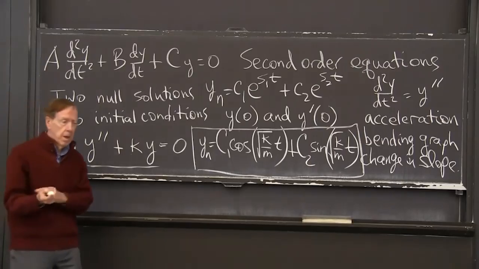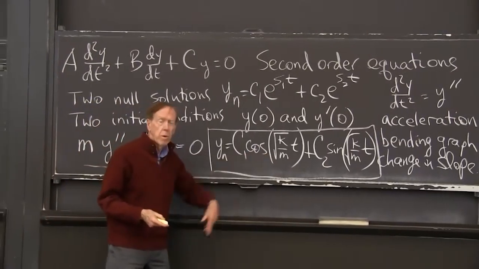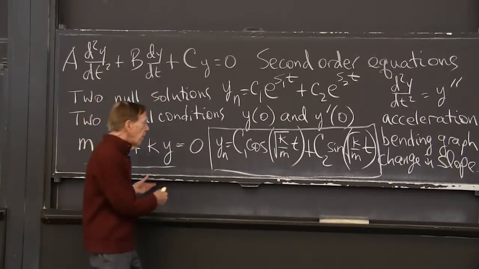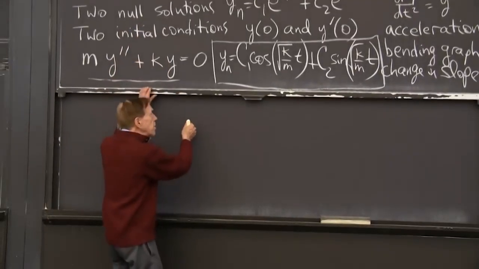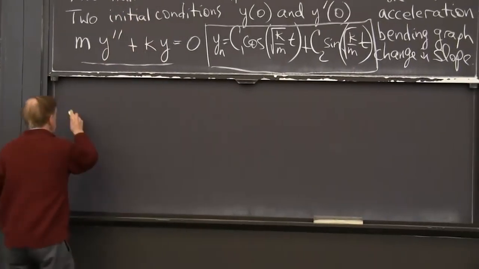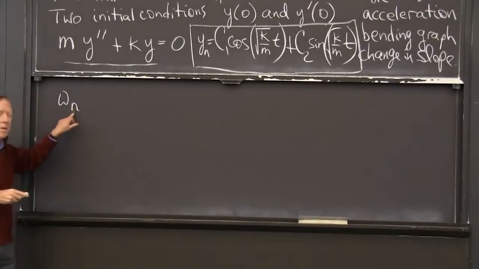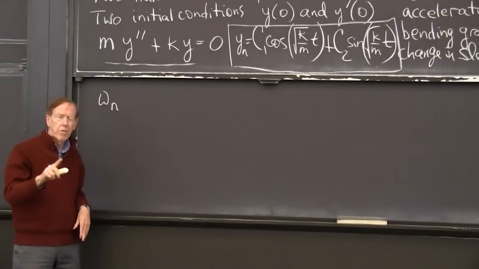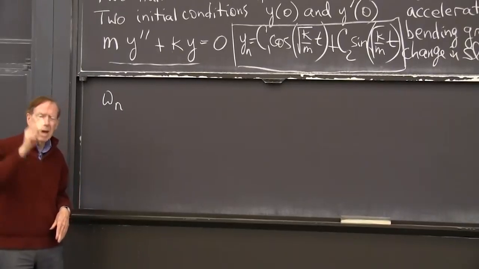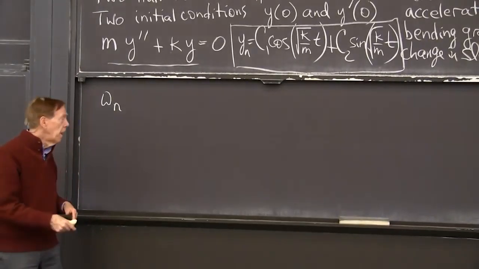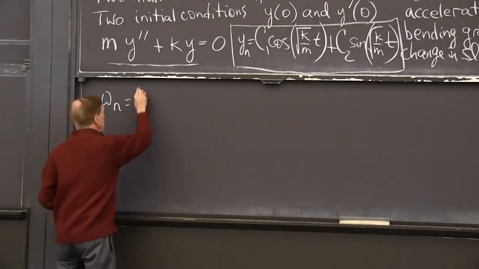Of course, we can't write this square root of k over m forever. Let me do what everybody does, introduce omega. It's omega natural. The n here stands for the natural frequency, the frequency that clock is going at. And that is the square root of k over m.